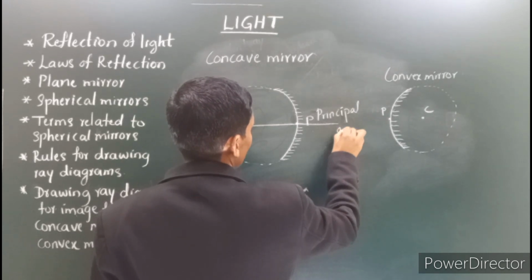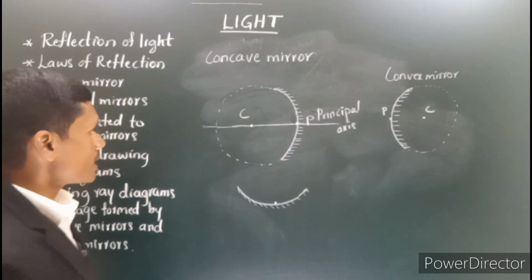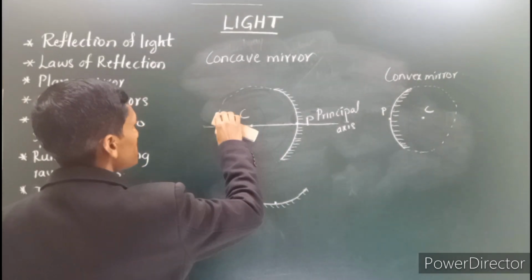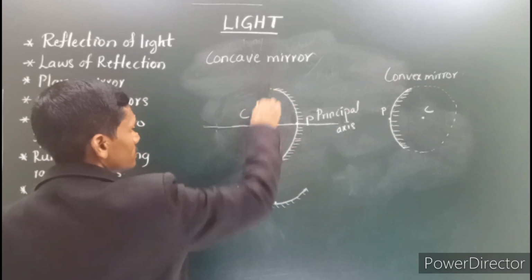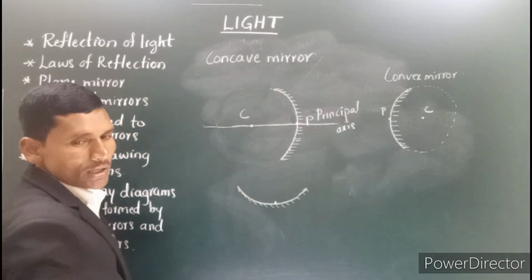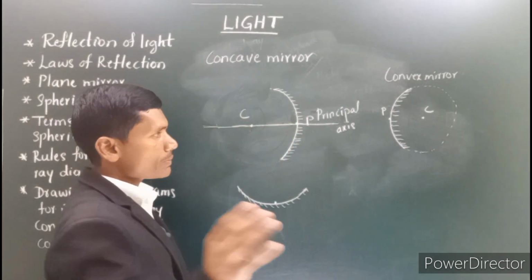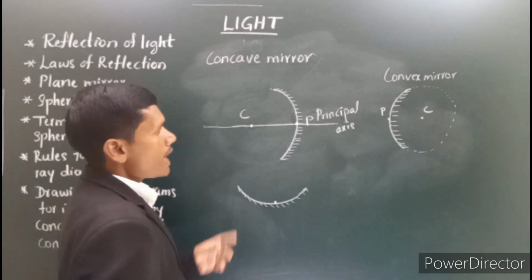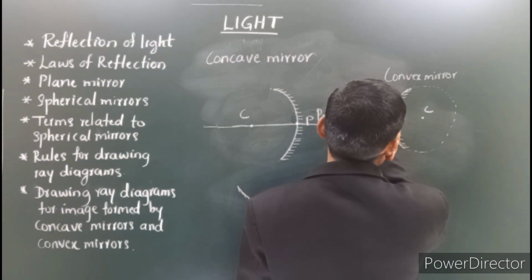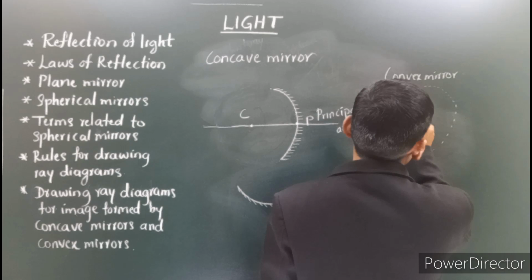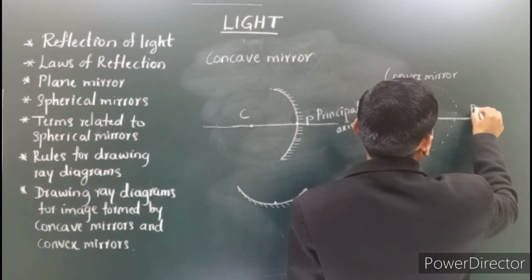Principal axis we call for this, right? Now you see, let us remove this remaining part because we have to keep it as just a mirror. It is part of the sphere that we know already. Now you see, an imaginary line passing through the center of curvature and the pole is called the principal axis. In case of a convex mirror also, if you imagine an imaginary line passing through the pole and the center of curvature, this line is again called the principal axis.